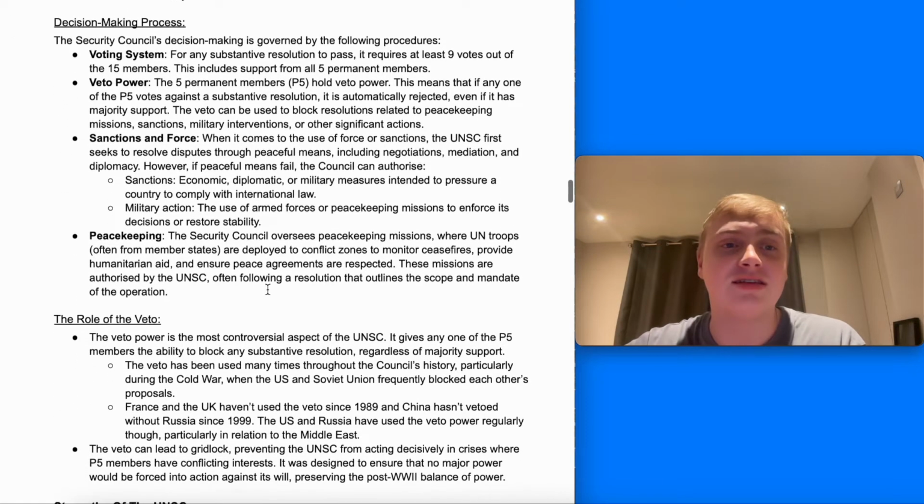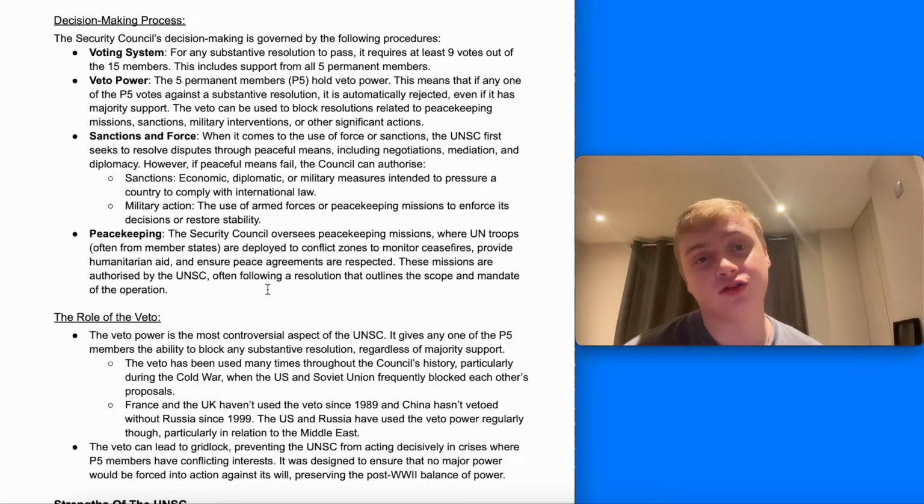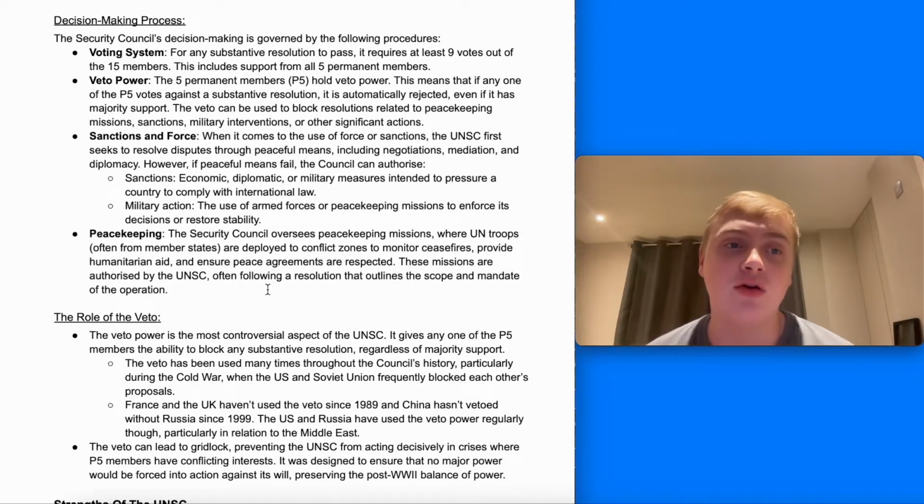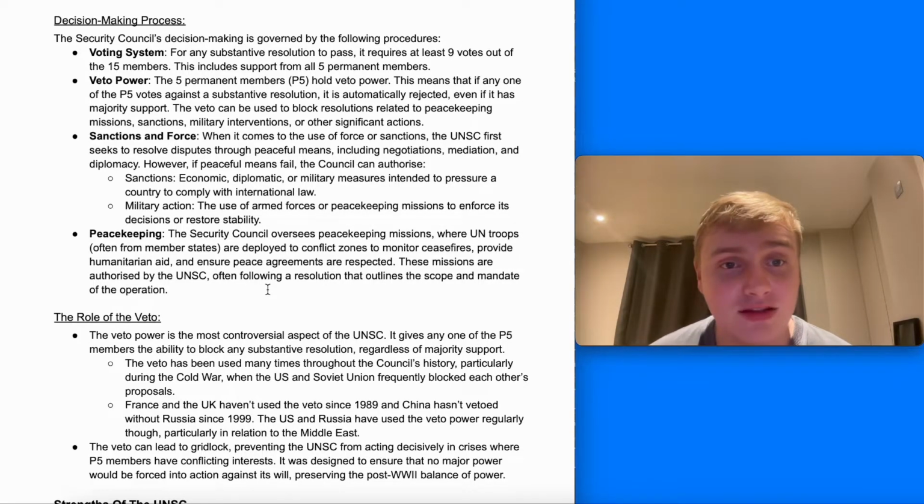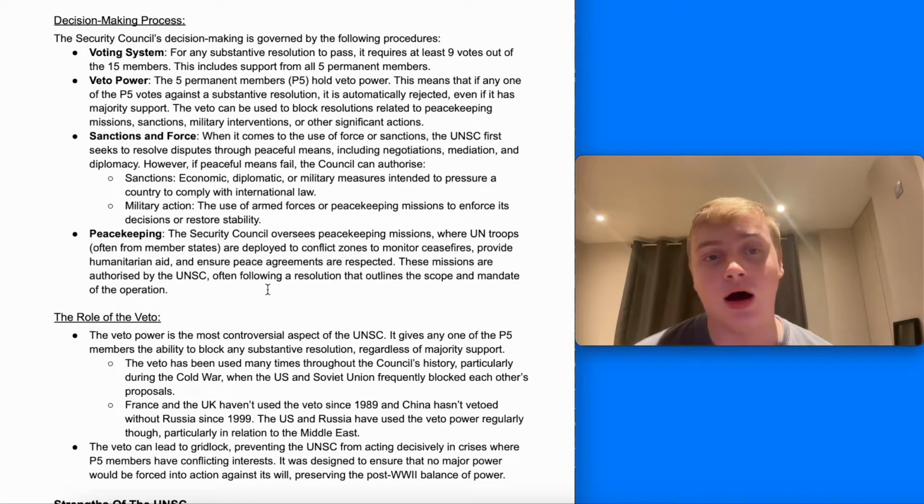In terms of how it makes decisions, for any substantive resolution to pass, it requires at least 9 votes out of the 15 members, and this includes, because they've all got a veto, support from all 5 permanent members. So if any one of the P5 members votes against a substantive resolution, it's automatically rejected, even if it has majority support from all other states.